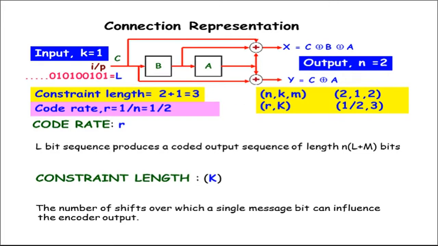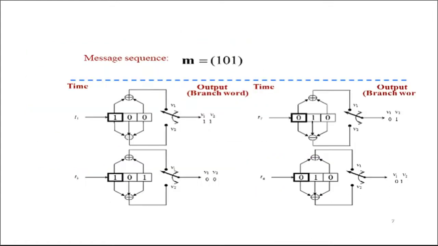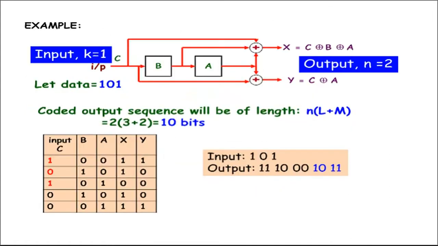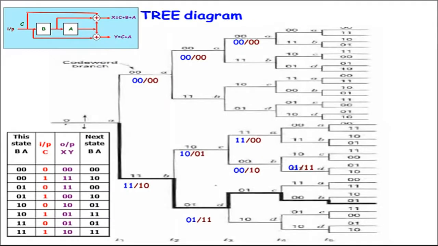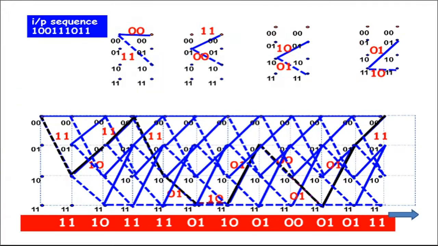Hello everyone, let's proceed with solving some numericals for convolutional encoders. How to proceed with the numerical part, let's see. Let's assume one example is given to you to solve either by using the state diagram, code tree or tree diagram, and the trellis diagram.